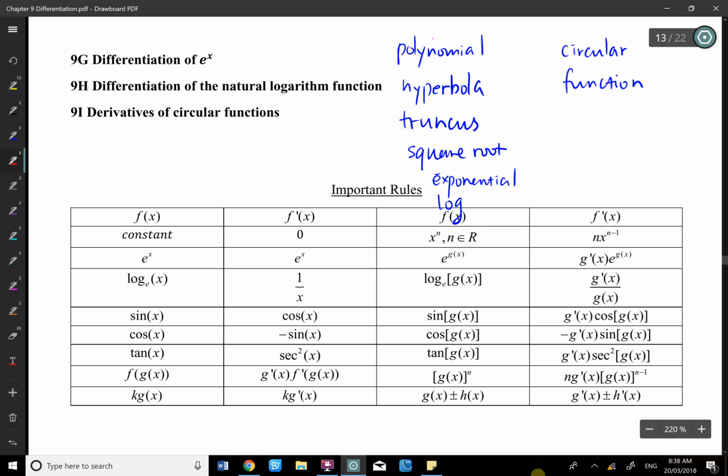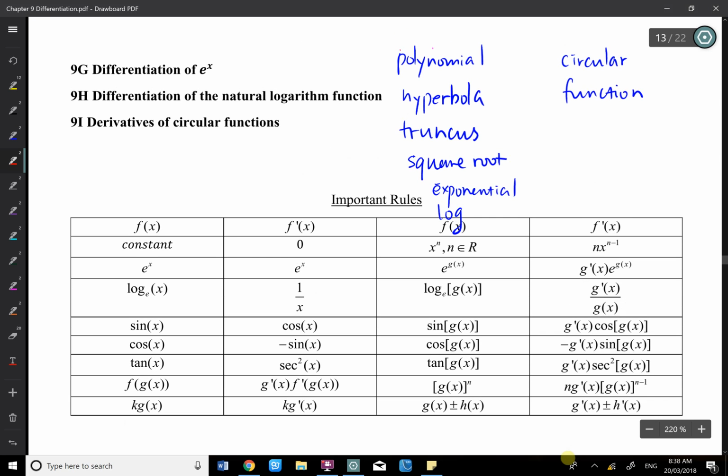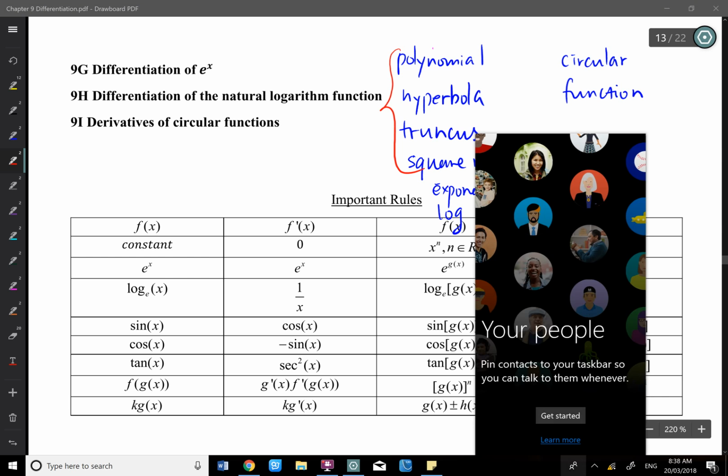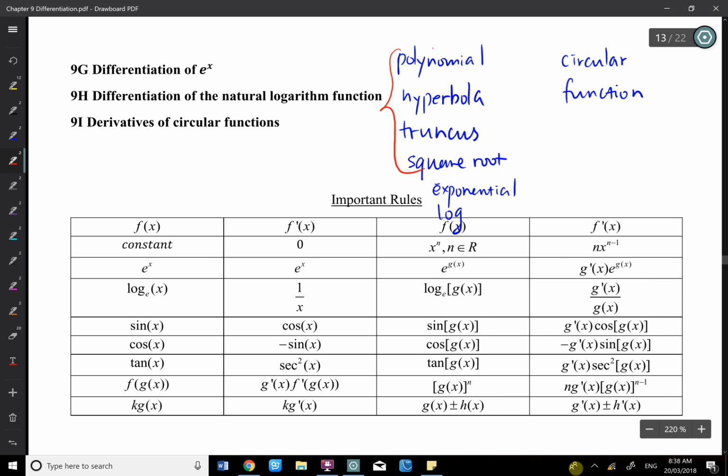Okay, we can see all of those ones. We can either do it in the form of x to the power of n, like square root is x to the power of a half, while truncus is something to the power of -2, hyperbola is something to the power of -1. They all can be done by x to the power of n, or we learned chain rule yesterday, g(x) to the power of n. We can use that one as well to differentiate that directly.